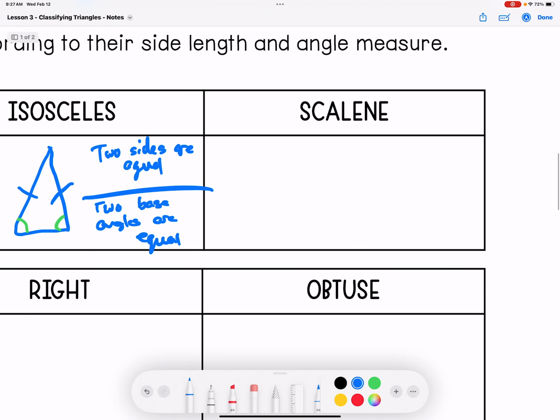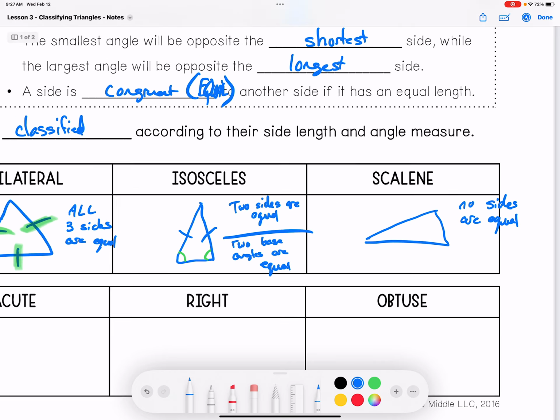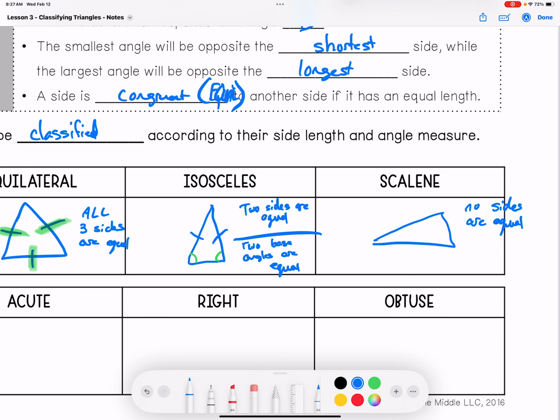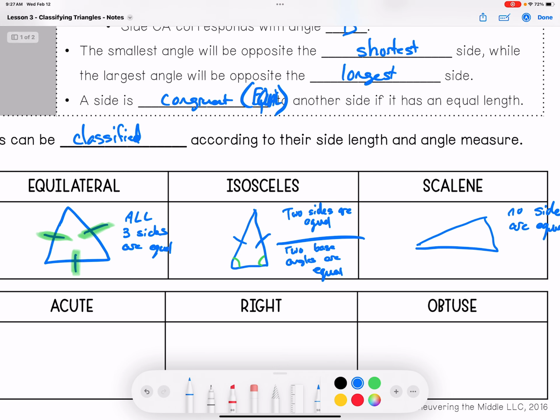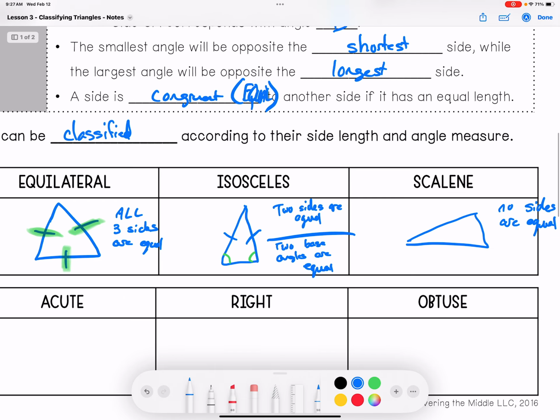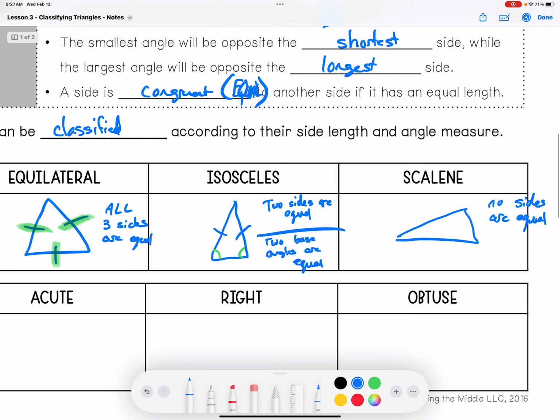A scalene triangle has no sides equal. So there's three different types. All three sides can be the same, two of the sides can be the same, or none of the sides can be the same. Equilateral means they're all the same, isosceles means two of them are the same, and scalene means they're all different. If none of the sides are equal in scalene, then none of the angles are going to be equal either.